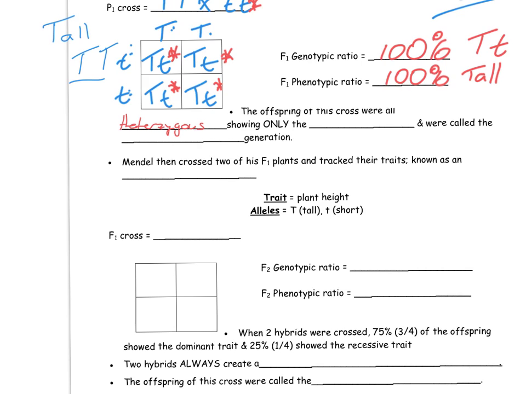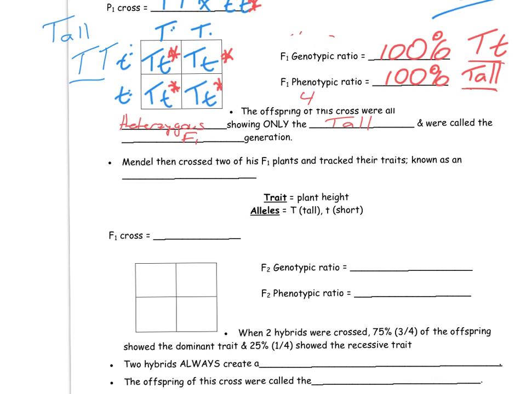Showing only the tall plants. So they were 100% heterozygous, and all you saw was tall, and they were called the F1 generation, right? Four tall to zero short, if you wanted to actually get down to ratios. And the phenotypic ratio is four tall to zero short.